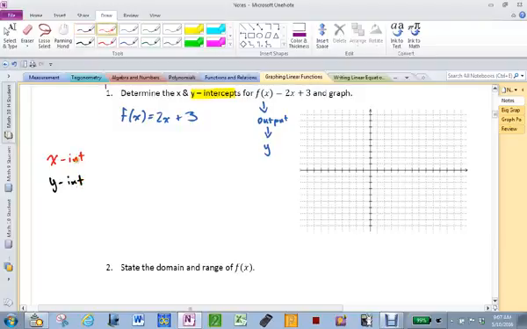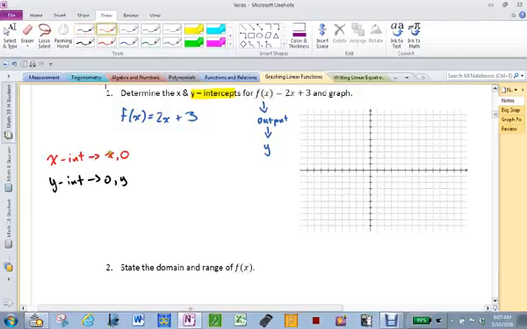What are the coordinates of the x-intercept? X, 0. Agreed? Okay. What are the coordinates of the y-intercept? 0, y. How do we take this information and put it into this? Let's start with the red one.